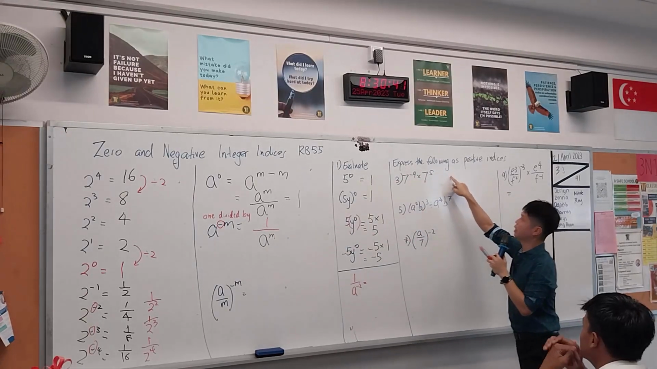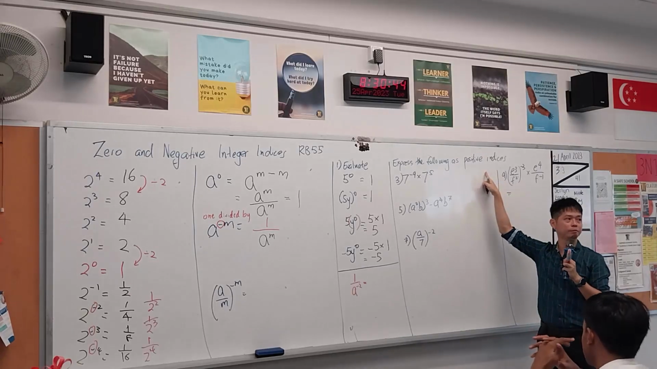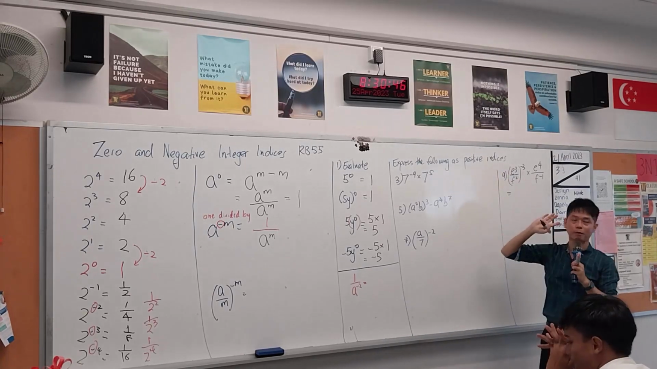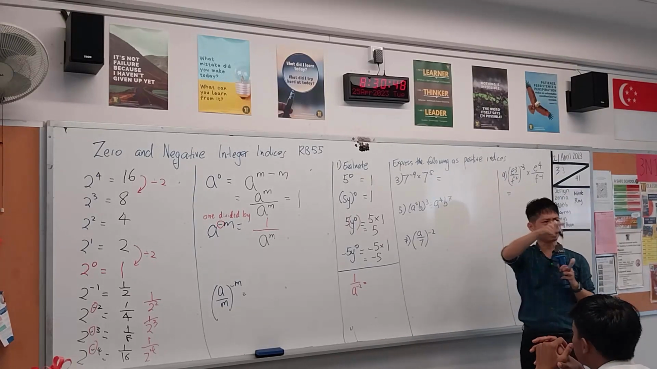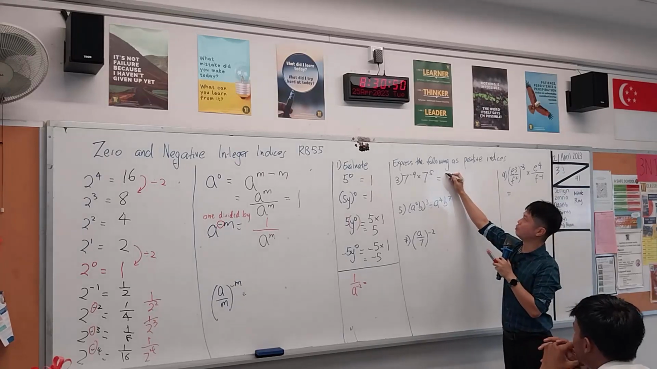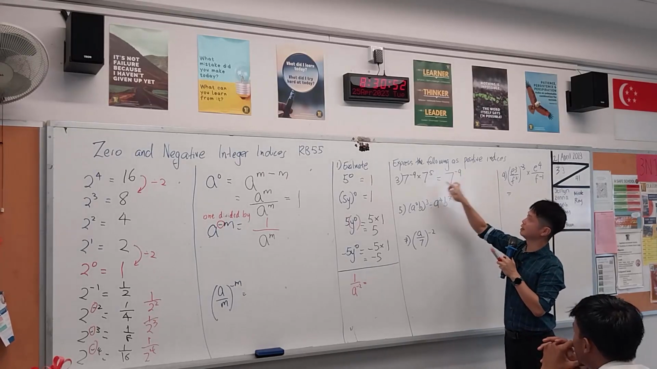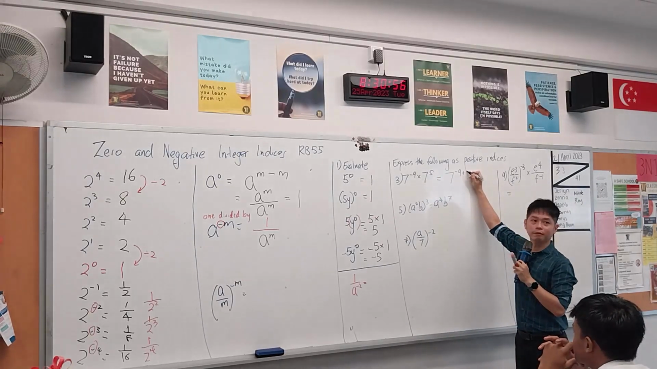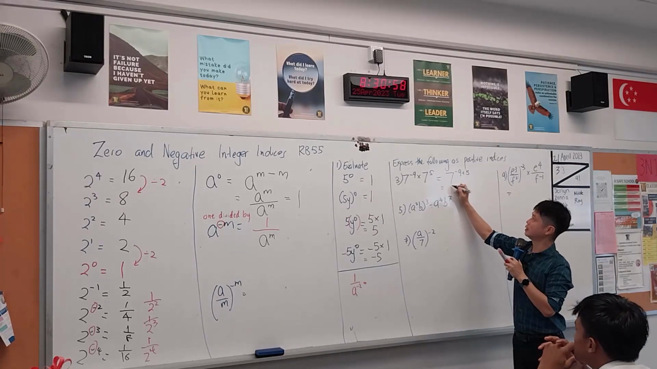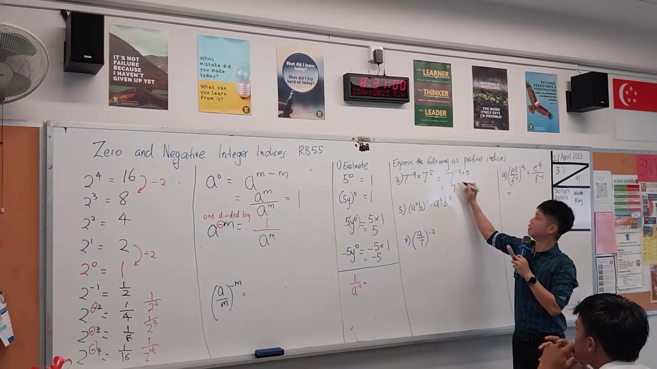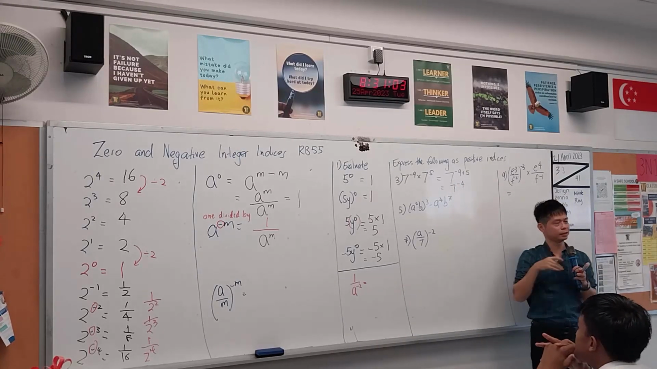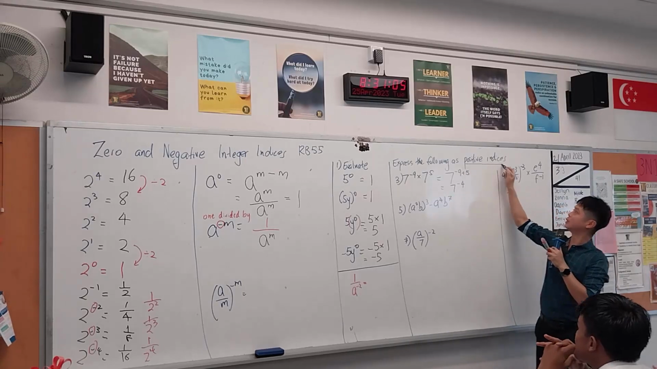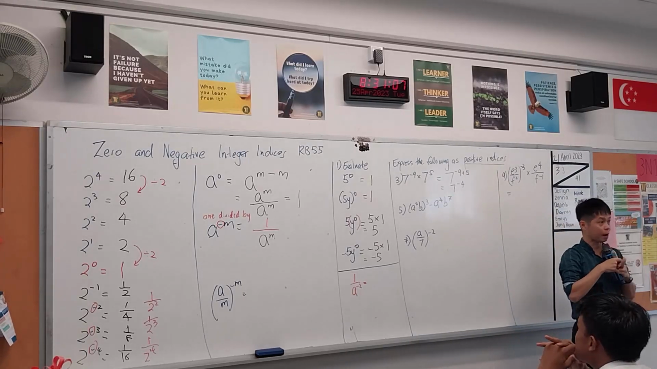The question is, express the following as positive powers. Express the following as positive powers. Okay, so using the law of indices you have learned previously, what do we do with the power? Minus 9. What do we do with the power? Plus 5. So answer is negative 4, right? Hey, but this is not positive power. So I need to change to positive power.